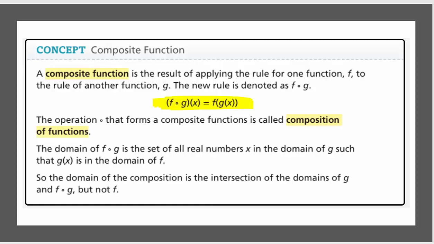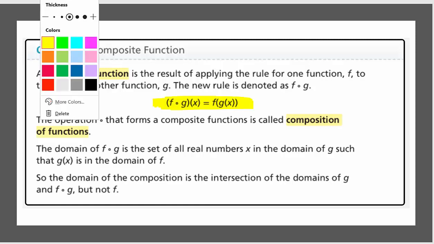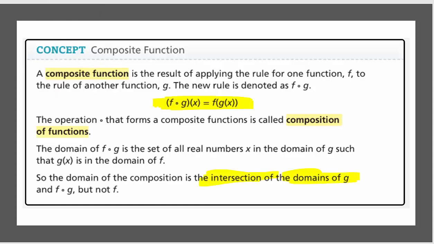We talked in the last video about domain, and when we find the domain for a composite function, we have to consider the domain of the inside function. So if the domain of the inside function is anything but all real numbers, then it will have an impact on the overall domain. We're looking at the intersection between the domain of the inside, so in this case it's g, as well as the solution. We do not need to look at the domain of the outside function.